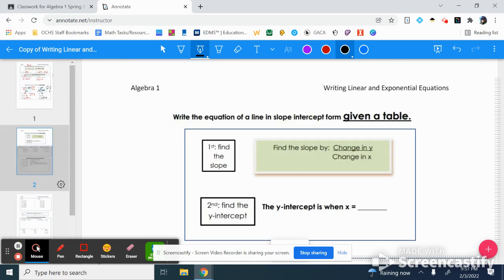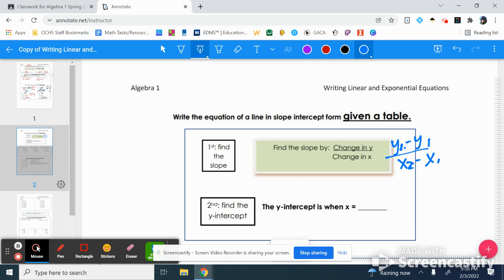So far, everything we've done has been super easy. I've either told you what the y-intercept was, or you could look at the graph and determine what the y-intercept is. If I'm going to be given a table, I need to do 2 things. Again, identify what the slope is by using my formula. Our formula is y2 minus y1 over x2 minus x1.